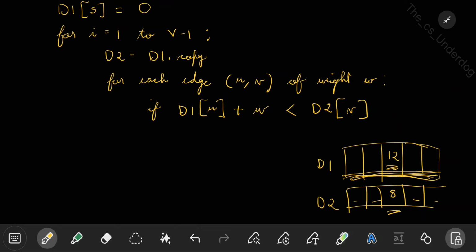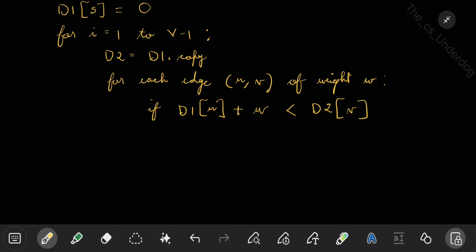After this, what should you do? If this condition is satisfied, then you have to update the value of V. So updation is always done in D2. D2 of V, this should be equal to D1 of U plus the weight of this edge. This is the relaxation step.